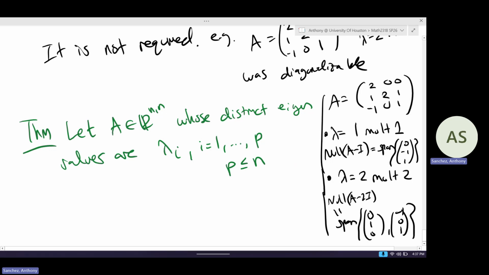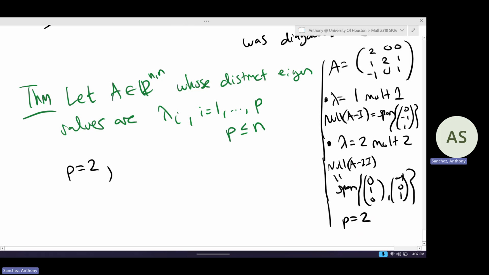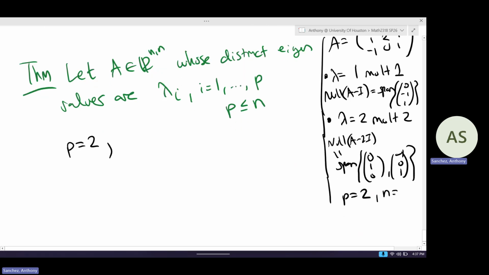All right. So for this example, what does this theorem look like? The number of distinct eigenvalues is p equal to 2. So in this case, there are 2 distinct eigenvalues, even though n was equal to 3. One of the distinct eigenvalues was 1, and the other was 2. That's what this theorem is saying: grab the distinct eigenvalues and give them a label, so we're writing them down without multiplicity. Then part A of the theorem says the following.